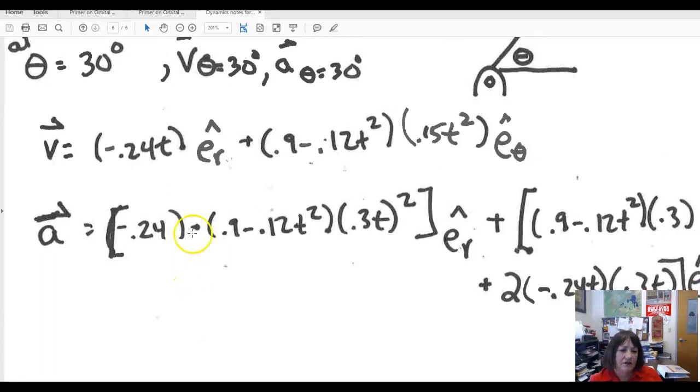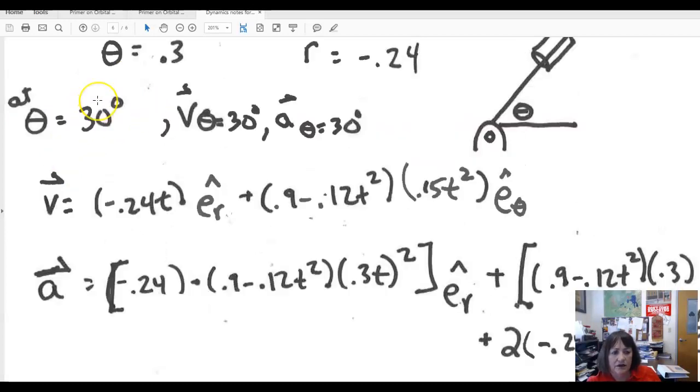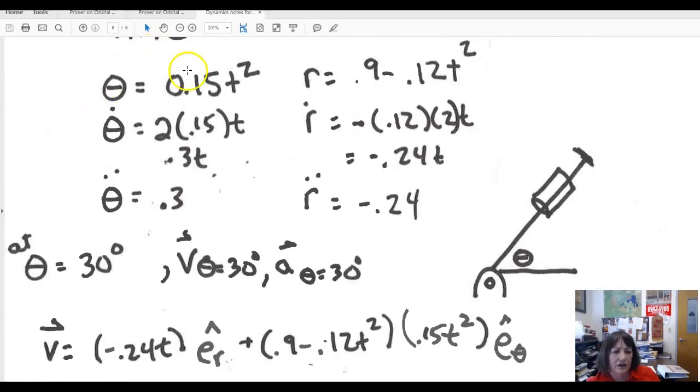Now, when you want to find the value, you have to plug in the value of t. So you need to find out at what time t theta is 30 degrees. You'd go back to the original equation, plug in 30 degrees, I'm going to correct this in just a moment, and solve for t. This number is actually dimensionless, or in radians.